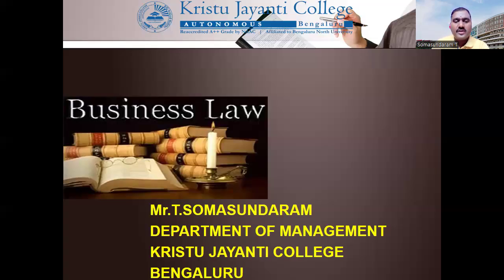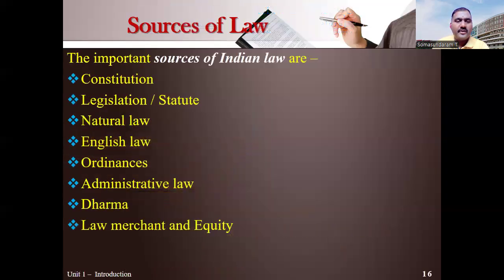So there are many sources. These are some of the sources. First one is constitution. Second one is legislation or statute. Third one is natural law. Fourth one is English law. Fifth one is ordinance. Sixth one is administrative law and dharma. And the final one is law merchant and equity.